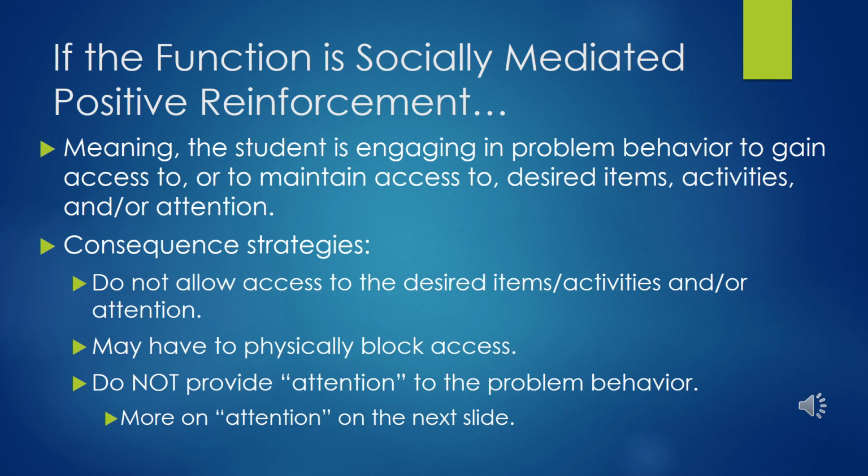So if your FBA determined that the function of problem behavior is socially mediated positive reinforcement, meaning the student is engaging in problem behavior to gain access to or to maintain access to desired items, activities, and or attention, these would be some consequence strategies that you would use. You would not allow access to the desired items, activities, or attention. You may have to physically block this access.